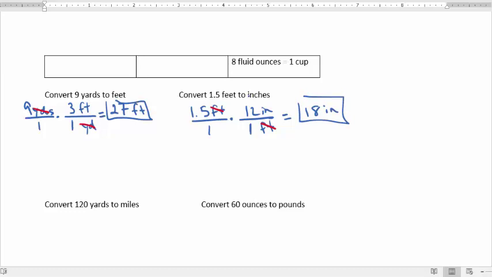So pretty straightforward. They both involve just one single conversion factor.